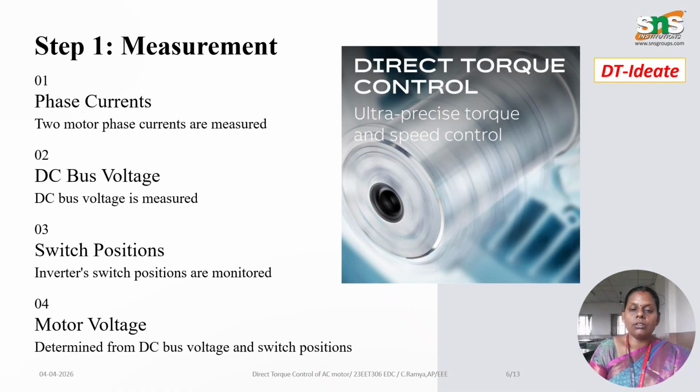Next, we are entering into the steps which we follow in the DTC. So step one is the measurement. In the first step, important parameters are measured. Two motor phase currents are sensed. The DC bus voltage is measured. Switch positions of the inverters are monitored. Using these values, the motor voltage is determined for further proceedings.